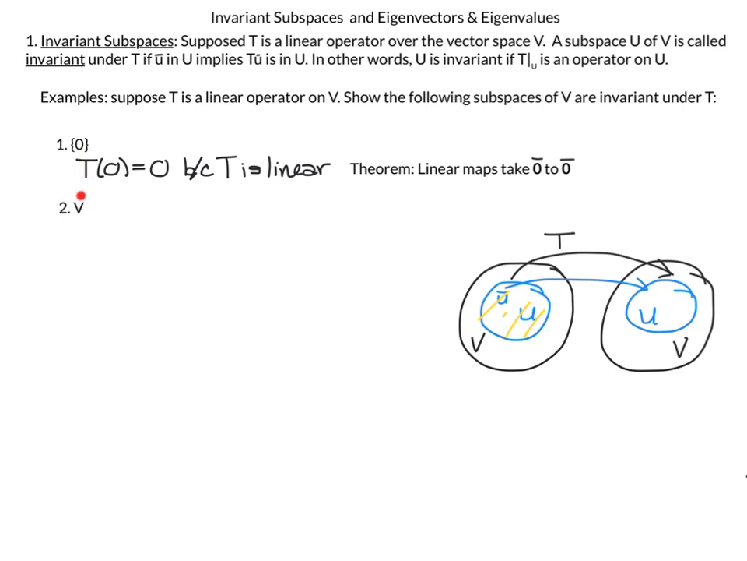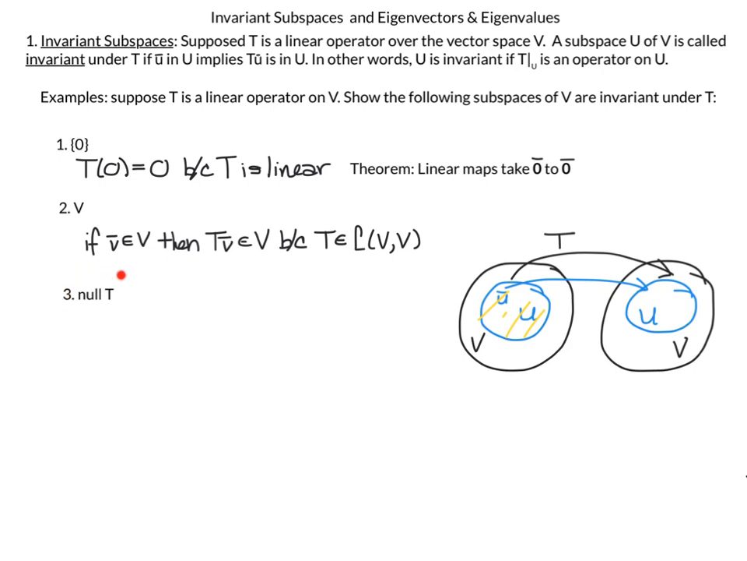Our next example is the entire vector space V. To determine if it is invariant, we need to know what happens to vectors in the vector space V when we apply T to them. Do they stay in the subspace V? So if v is a vector in the vector space V, then T of v is still in V because T is a linear operator on V. Remember, T maps from V to V. Since we're still in our subspace V, that means V is invariant under T.